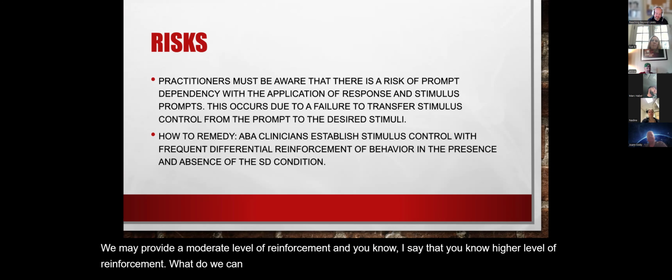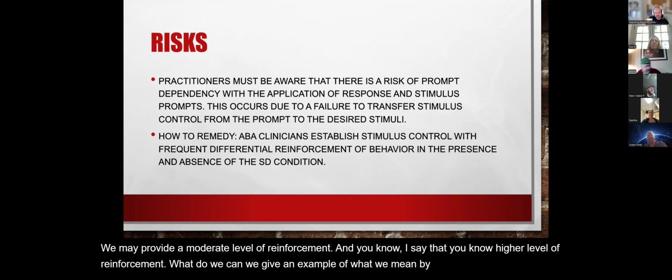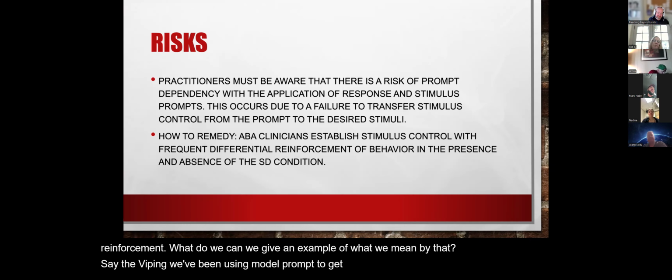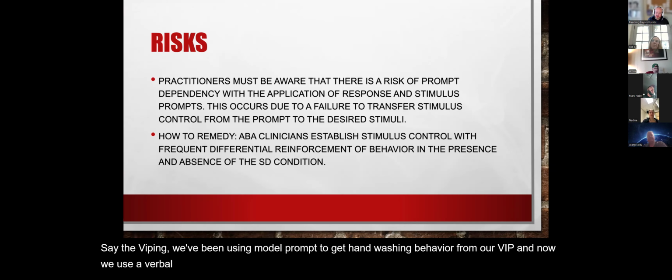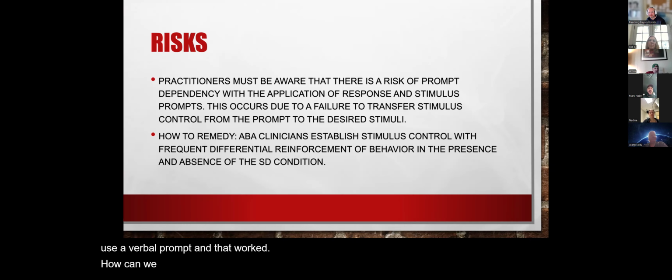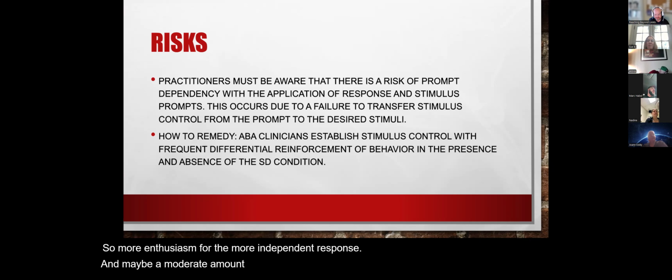I say higher level of reinforcement. Can we give an example of what we mean by that? Say we've been using a model prompt to get hand washing behavior from our VIP, and now we used a verbal prompt, and that worked. How can we differentiate reinforcement for those two instances? Immediate praise with more enthusiasm for the more independent response, and maybe a moderate amount of enthusiasm for the prompted response. Correct. Okay, gotcha. Yeah, absolutely.